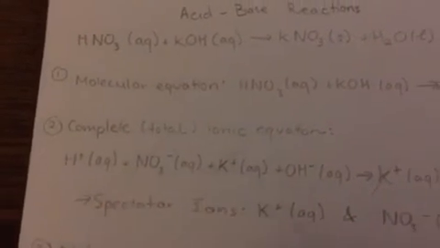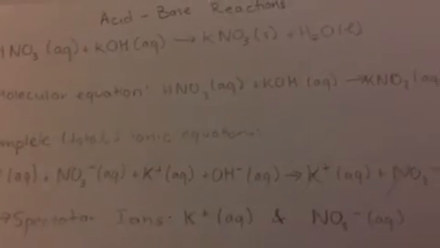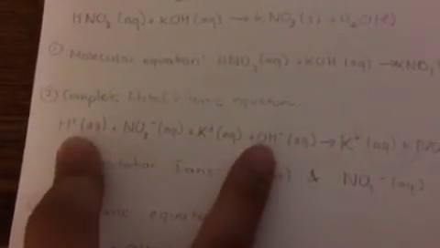Once you write down every single element, you look at both sides, the product side and the reactant side. You see which ones are similar, and you cancel those out, which will leave you with H plus and OH minus. My spectator ions were K plus and NO3 minus. That leaves me with OH minus and H plus, and on the product side, water.